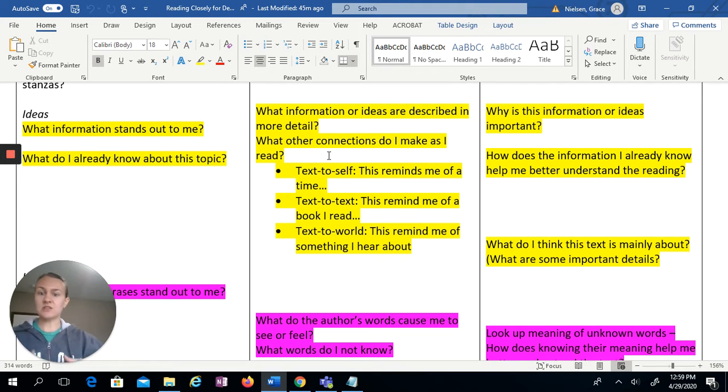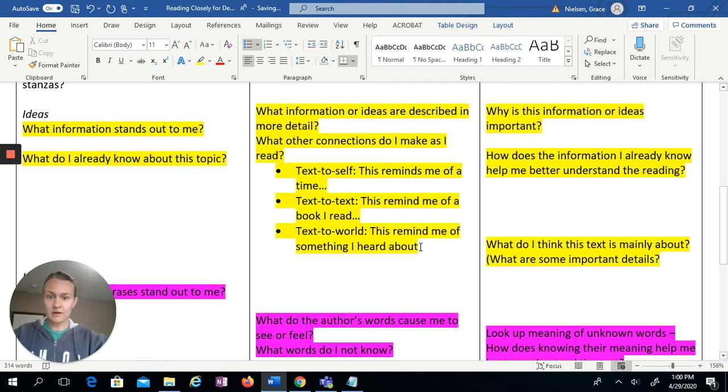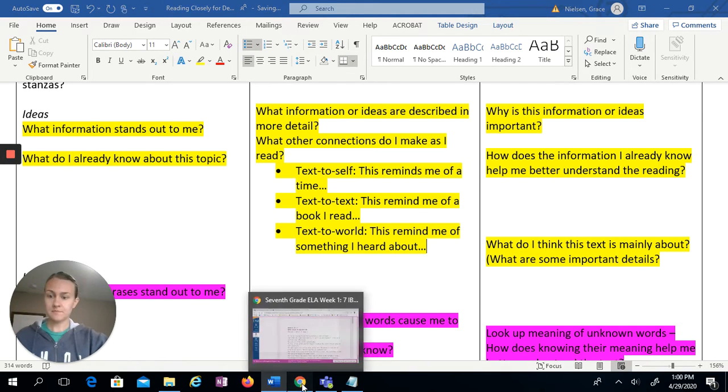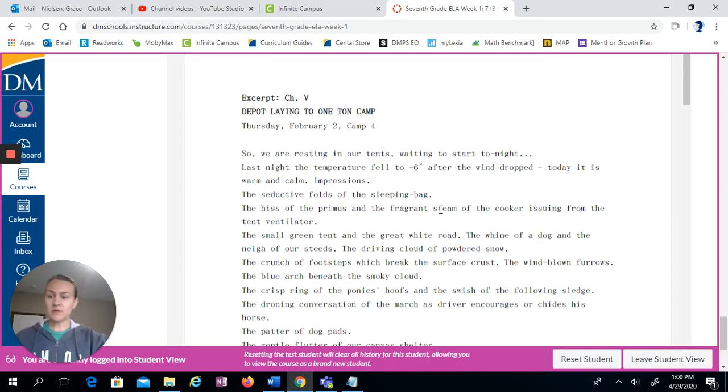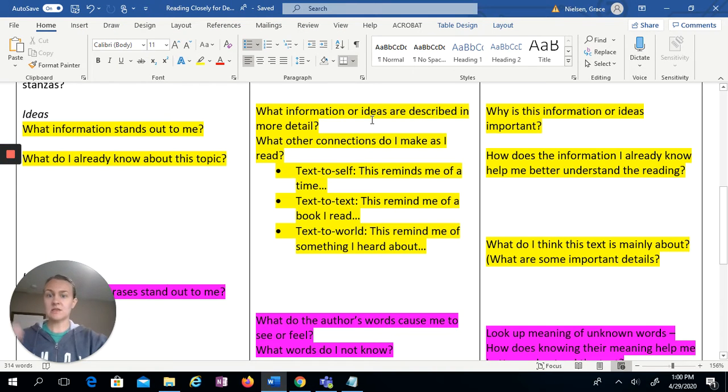So you make a text to self connection, you go, this reminds me of a time when I... Text to text is when you go, oh, this reminds me of another time when I saw this information in a book, or I saw it on a documentary film. Okay? Text to world. This reminds me of something I heard about. Okay? So maybe you heard about a similar situation on the news. So as we're reading, making those connections, think about the big question I want you to focus on: what information or ideas are described in more detail?